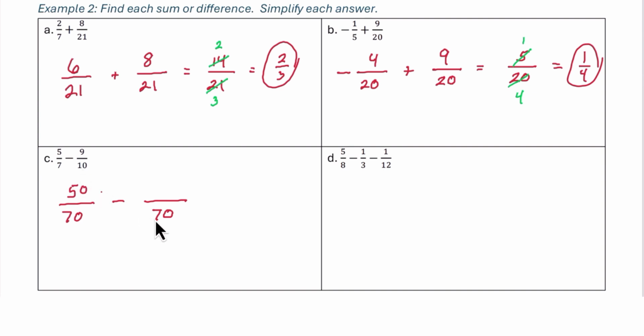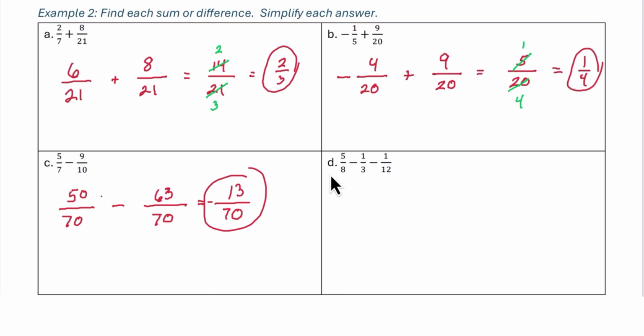10 goes into 70 7 times. 7 times 9 is 63. Now that we have a common denominator, we can subtract. The LCD, the denominator, stays the same. We look at the numerator to do the subtraction. 50 minus 63 is -13. So we now have -13/70.